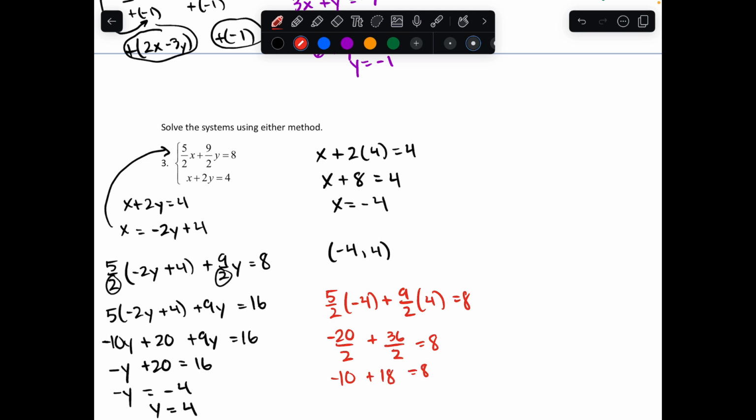And so we have negative 10 plus 18, which is positive 8, is equal to positive 8. So that is a true statement. So it works out for the first equation. Now let's try the second equation.